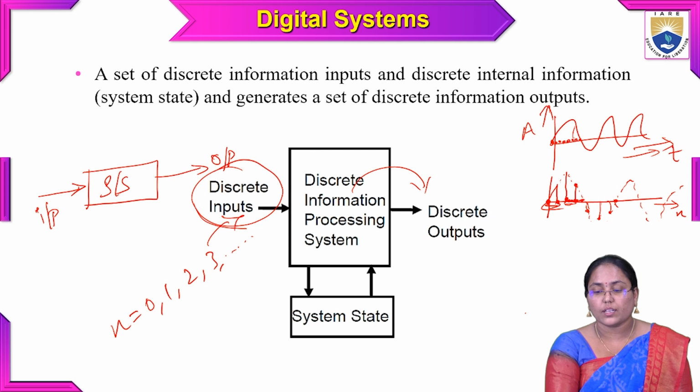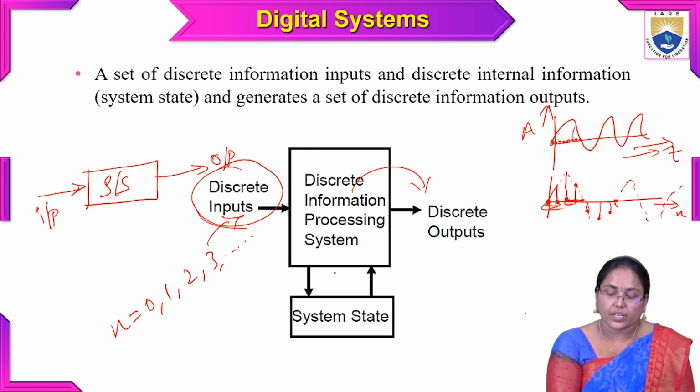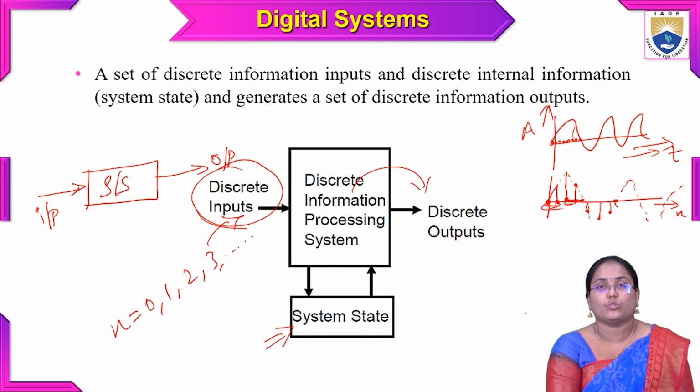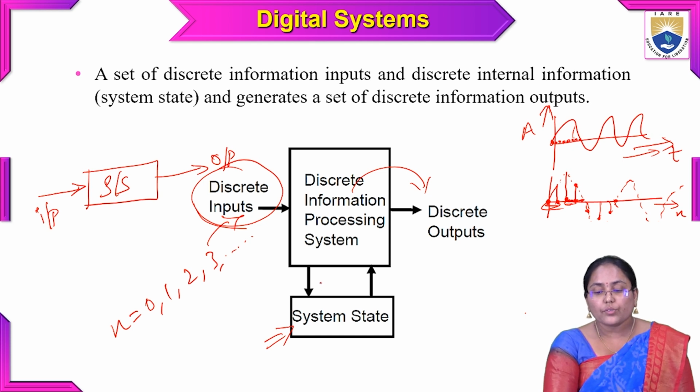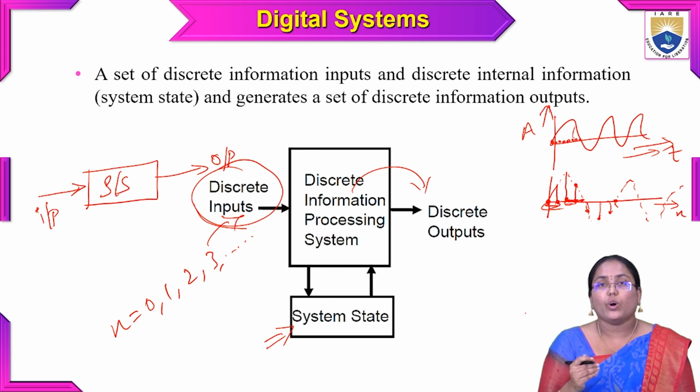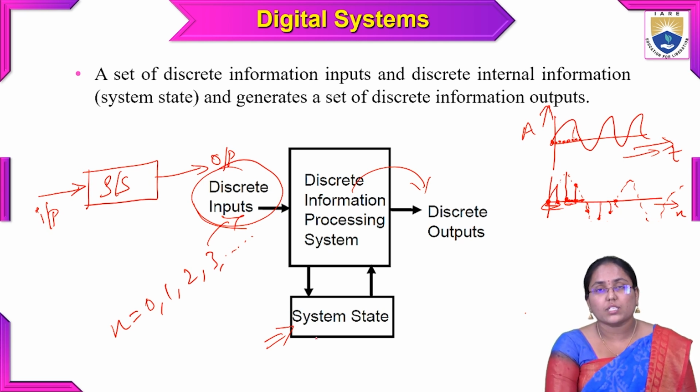So this is a digital system which consists of discrete inputs, a discrete information processing system, and it gives discrete outputs. While this processing is going on, it consists of different system states also. These system states are nothing but the state of the system at present, the state of the system previously, and what the state of the system can be in the future. But basically we'll consider only the previous states and the present states, not the future states.